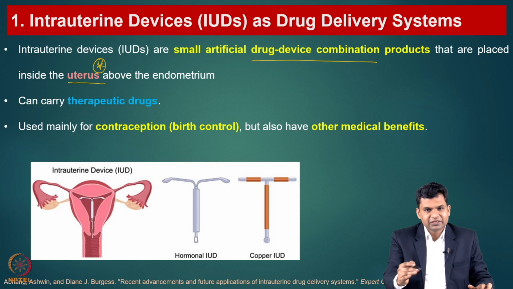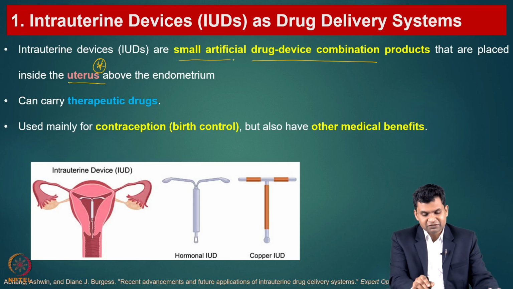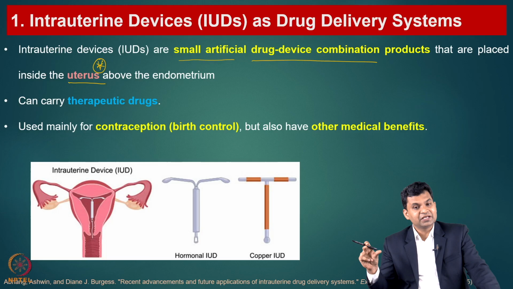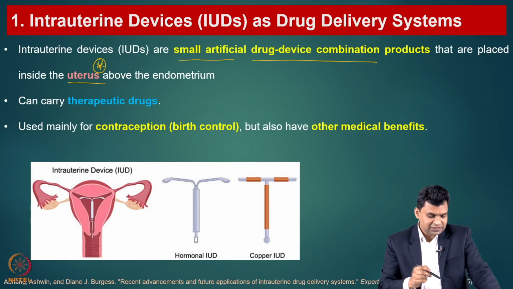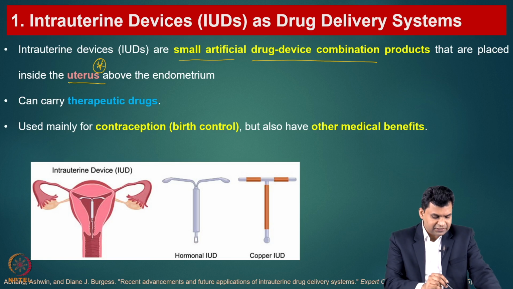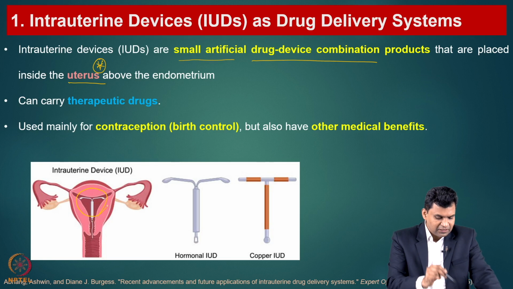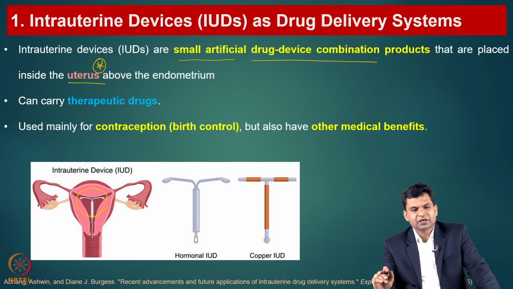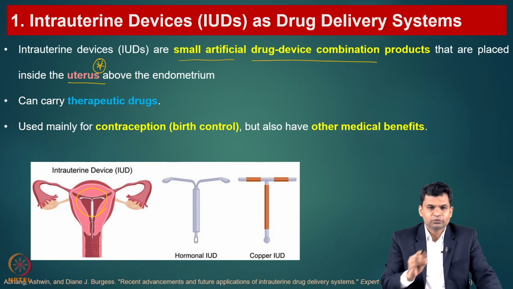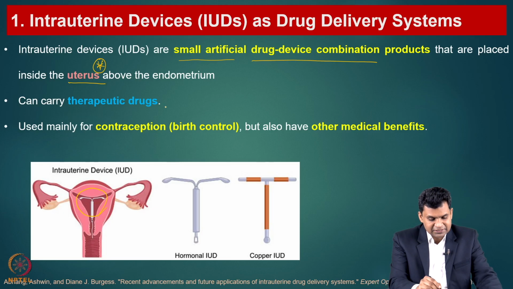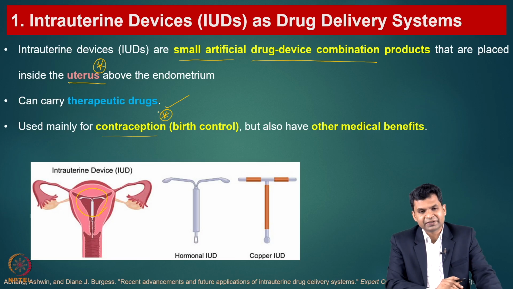Okay. So, intrauterine devices are small artificial drug device combination products that are placed inside the uterus above the endometrium. You can see the picture. So, in the uterus we need to place the device. This is a simple intrauterine device, which we can use to deliver the drugs. It will carry the therapeutic drugs, and this will specifically be used for contraception. It will prevent pregnancy, which is also known as birth control.